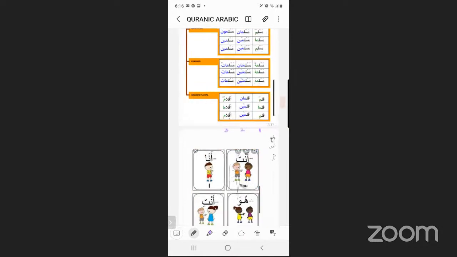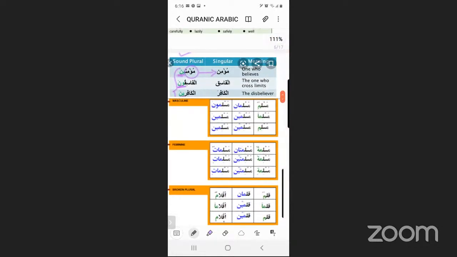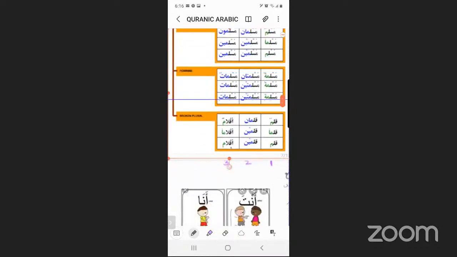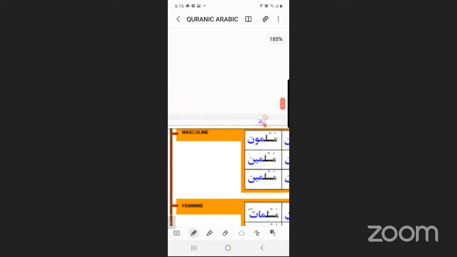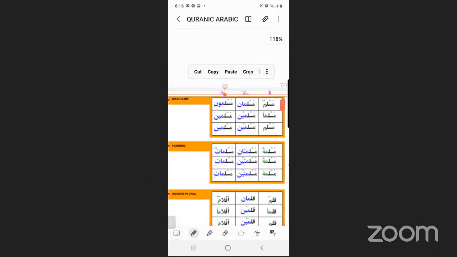Okay, so we were doing this 1, 2, 3. A single person is Muslim, 1, 2 is Muslimani, and 3 is Muslimuna. So this is the masculine form. Okay, and the rafa Muslimun, nasab Musliman, and jar Muslimin. Muslimun, Musliman, Muslimin, and if it's two, Muslimani, Muslimaini, Muslimaini, and if it's three or more, Muslimuna, Muslimina.